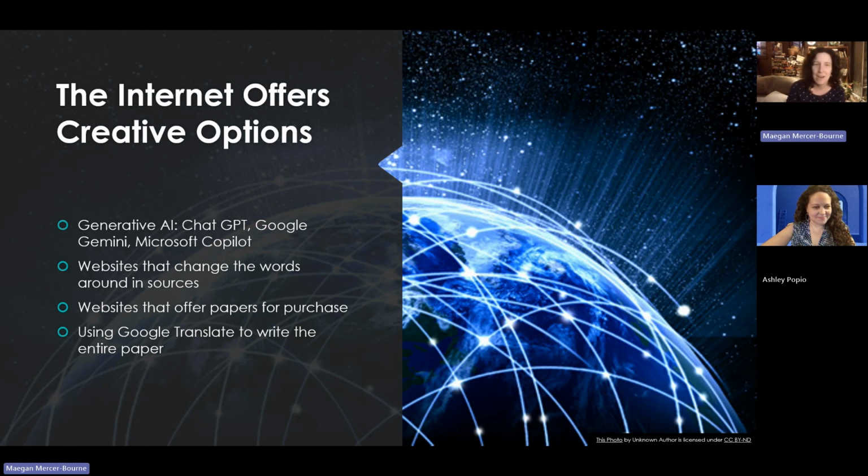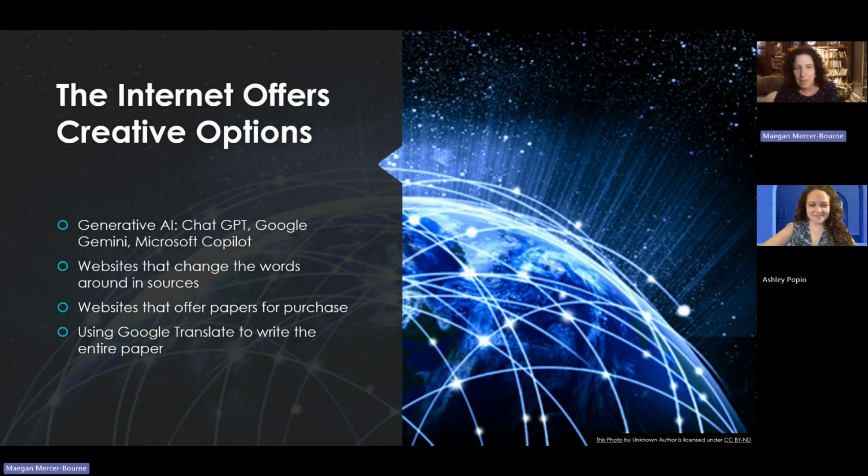All right. So now we're going to talk about a few of the ways that the internet and modern technology has made it even more tempting to cheat. Obviously, we have generative AI, ChatGPT, Gemini, Copilot. There's also websites that can change the words around in sources. If you weren't aware of that, there are websites that will do that as a service. You can copy and paste something from one article and it will just swap the words around. And that may make someone think, oh, well, it's not the same words anymore. It's okay. But it's still not your idea. It may be different from the original source, but it's not your idea.